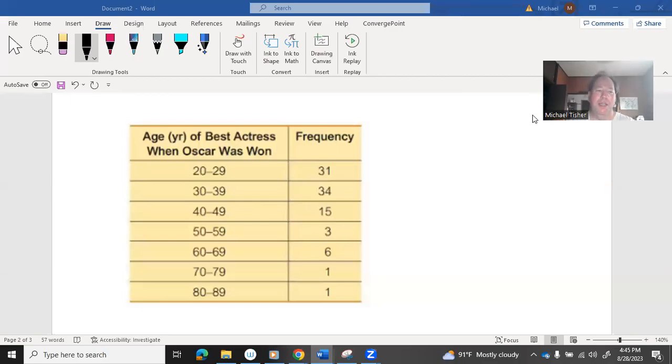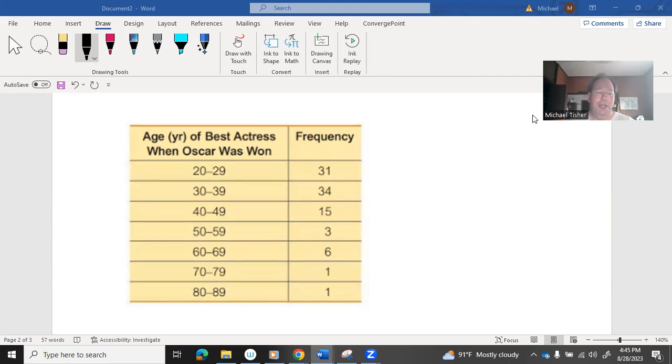Hello, everybody. Here we have a frequency distribution of ages of best actresses when Oscar was won. Notice that we have 31 actresses who are between the ages of 20 and 29. Then we have 34 actresses whose age is between 30 and 39, 15 actresses between age 40 to age 49, etc. And we got one who's in their 80s, which is pretty cool.